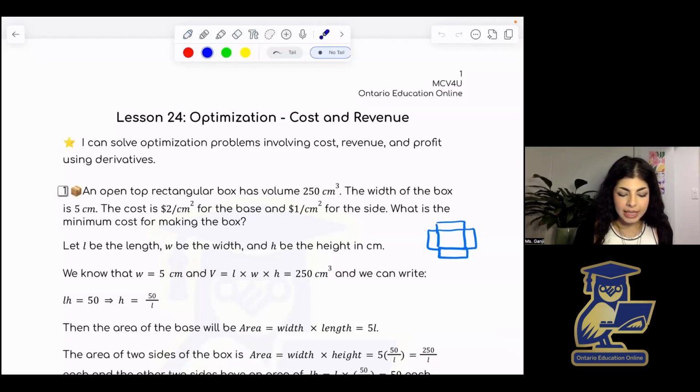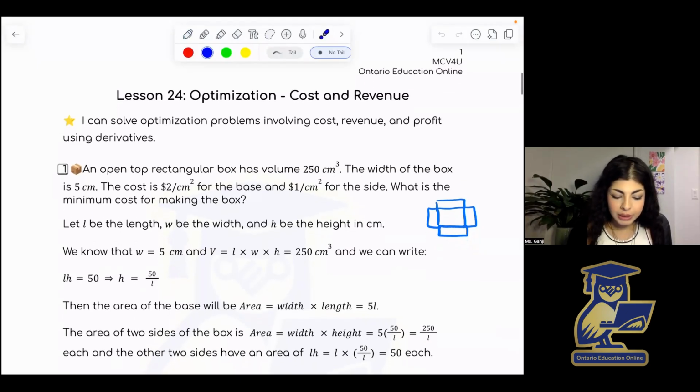So our first example, and we're jumping right into our example. Again, remember the algorithm we saw last class works for all optimization problems, so please review that if you need to. But I hope through some examples you'll be able to pick up on what we need to look out for in cost and revenue problems.